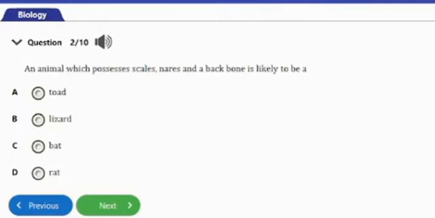It says, an animal which possesses scales, nail, and backbone is likely to be A, toad, B, lizard, C, bat, D, rat. So guys, this is a description of a reptile, and that's a lizard here. So option B is the correct answer to this question here. So let's go ahead and consider the next question.